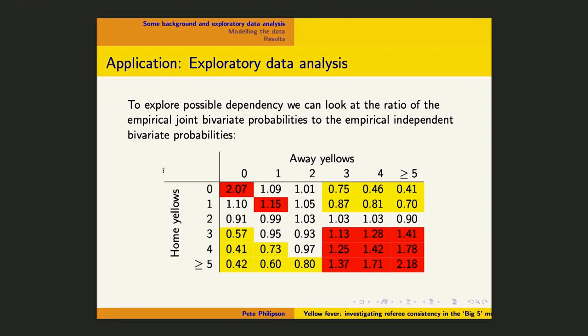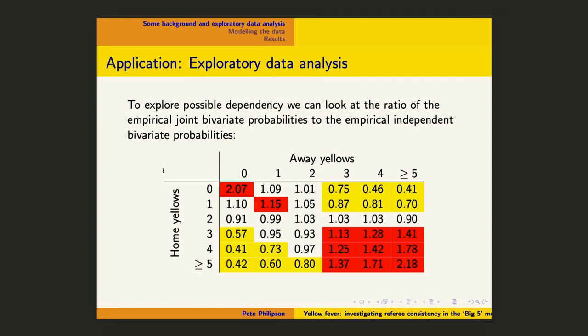And one way of exploring the dependency is to look at the joint distribution of these counts, so look at the home and aways together in the data set and formulate that kind of table of probabilities, and then work out the distribution of the home yellow cards and the away yellow cards, and then under independence, just multiply the home by the away and divide by the total, like a chi-squared. We can then take the ratio of these two things.